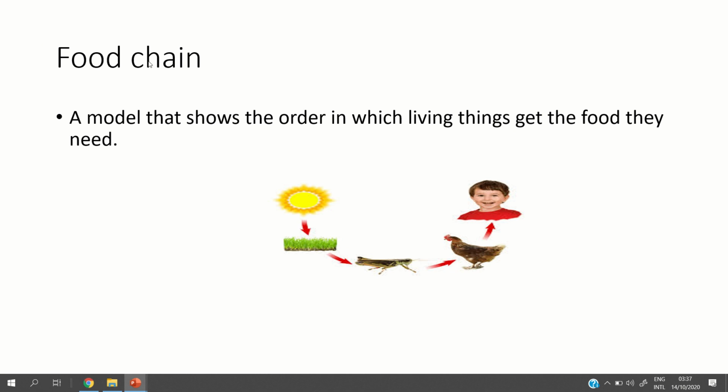Okay, so a food chain is a model that shows the order in which living things get the food they need. So when I ask you why we study food chains, grade 2, what is the importance of a food chain, it shows us how the living things get the food they need. All the living things must get the food they need in the order of the food chain.